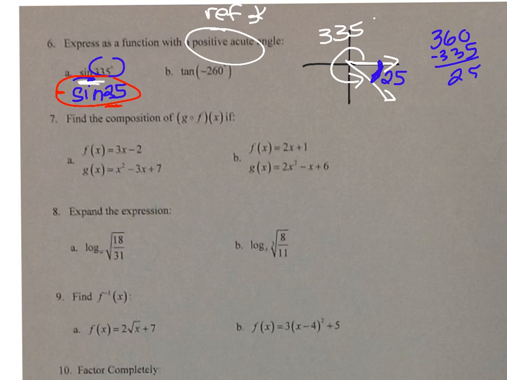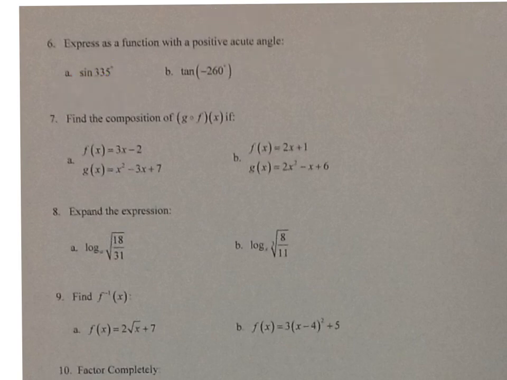Okay, so let's take a look at the next one. We have tangent of negative 260. All right, so let's draw a picture. Negative 260, remember, opens down because it's negative. Negative 260 is going to terminate in quadrant 2.